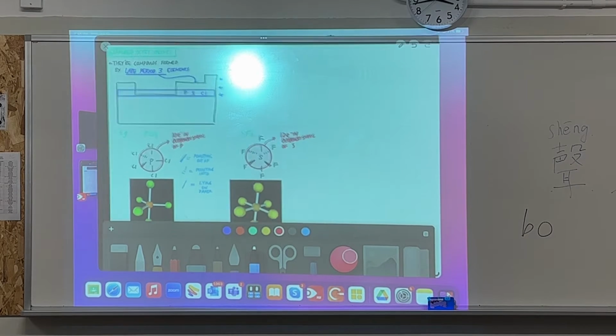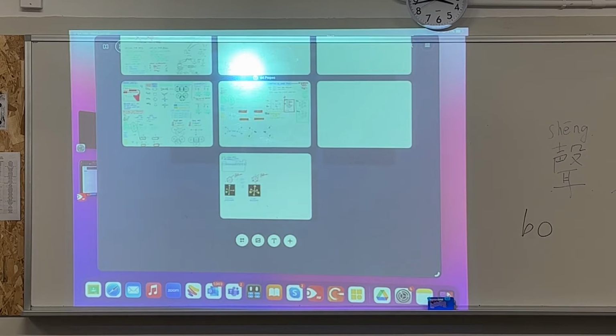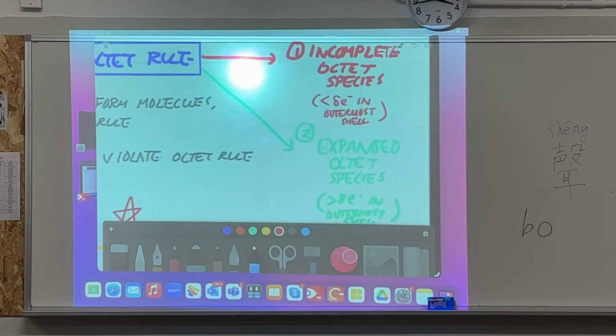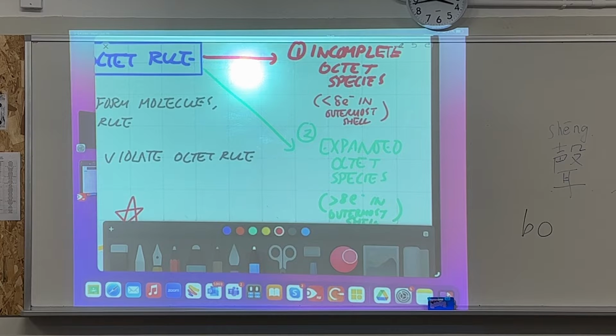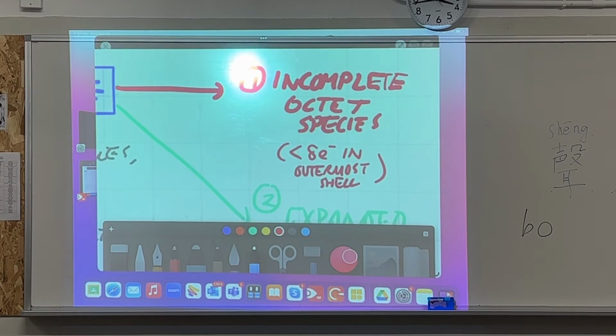So therefore, back to the 2 exceptions. Remember, when you have more than 8 electrons in the outermost shell, you belong to this class called expanded octet species. When you have less than 8 electrons in the outermost shell, you belong to the incomplete octet species class. Both of these classes of molecules violate the octet rule, but yet they exist.